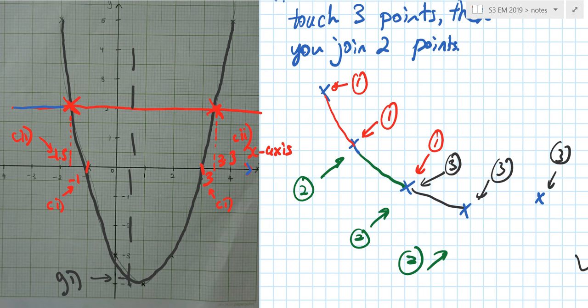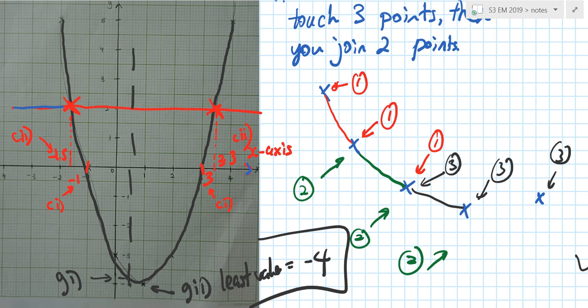Next, G part 2. What did he say? Find the what? Least value. So where's the least value here? Oh, negative 4. So this is G part 2. Least value equals negative 4, right? Oh, okay. G part 1, G part 2.